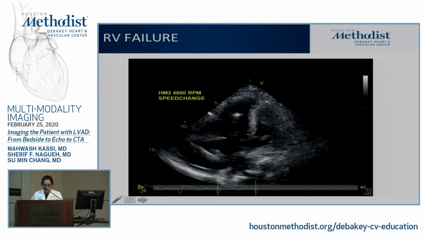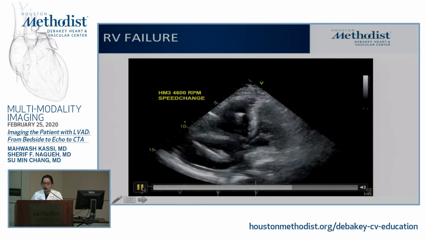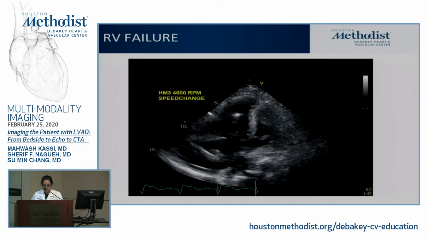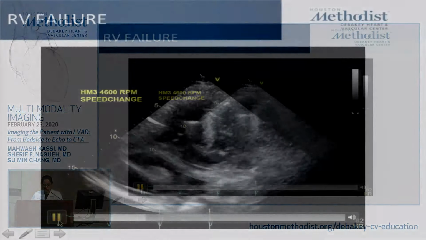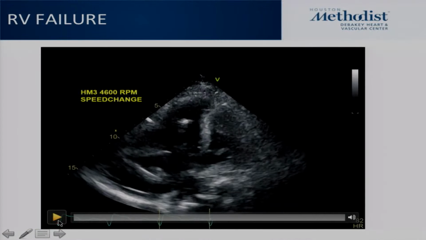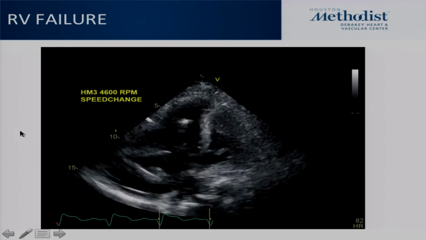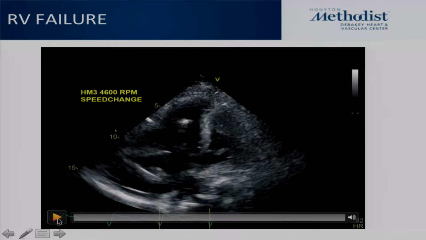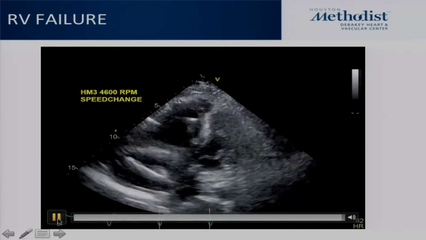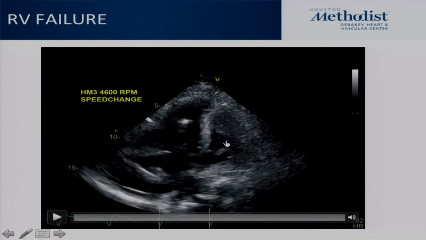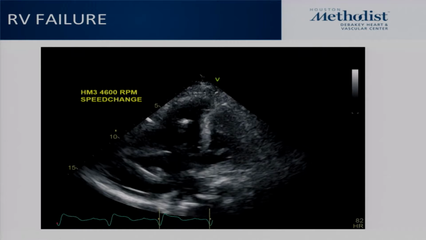This is an example of RV failure. So this is a horrible example of RV failure because this is a patient where when I increase the speed to only 4,600, this is in the early post-operative phase, the entire right ventricle became ginormous, no better word for that, and the LV completely collapsed. So this is an example of profound suction. And that usually happens in the perioperative phase.